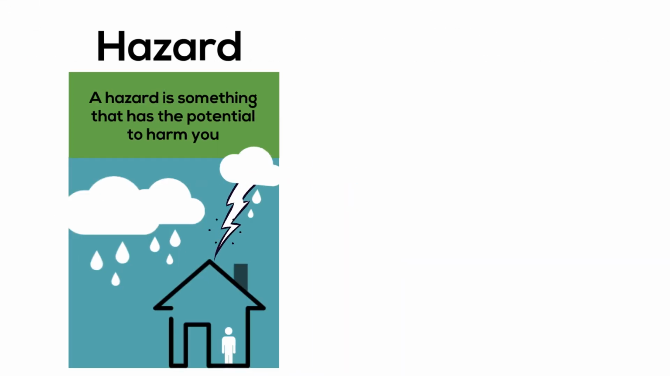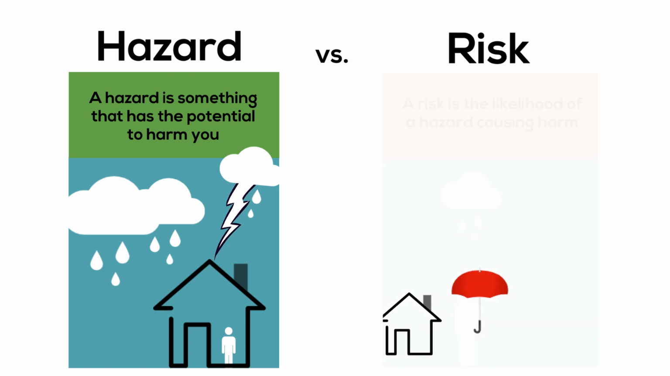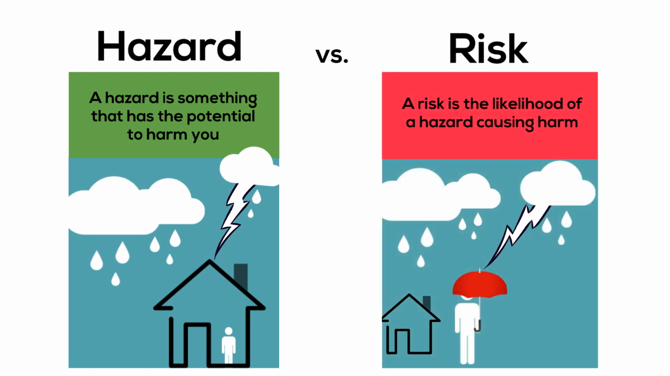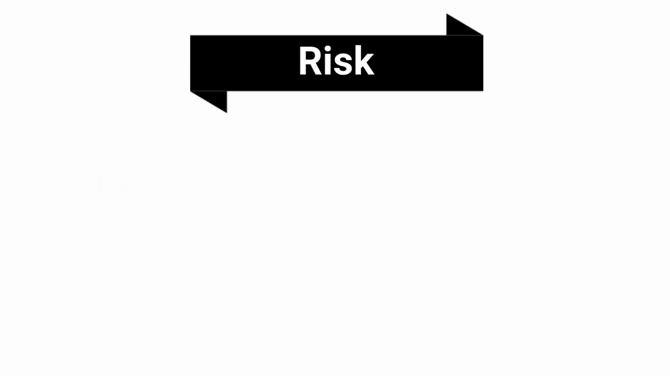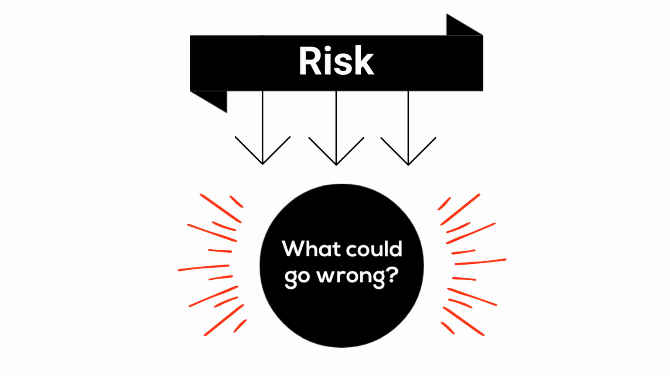A hazard is something that has the potential to harm you. A risk, however, is the likelihood of a hazard causing harm. When thinking about risk, we must ask ourselves, what could go wrong?